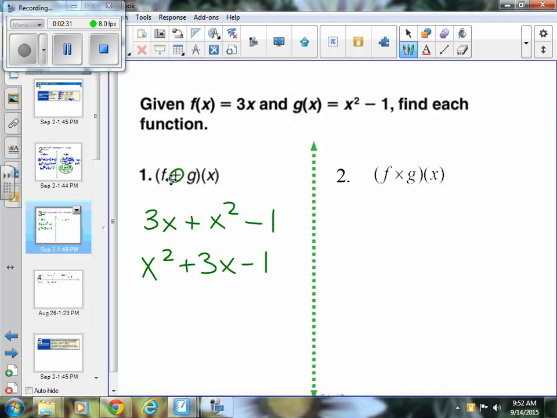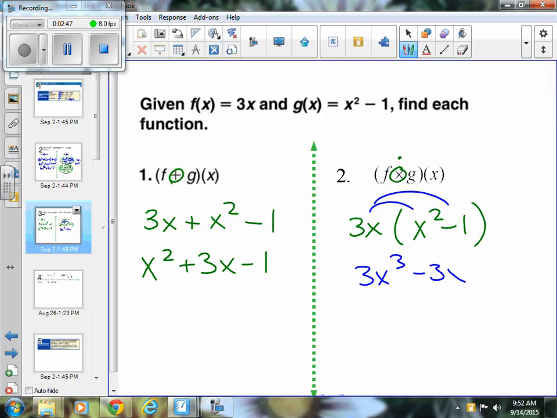So that's sum. And then the next one, multiplication. They'll show that either with a times symbol, or you might see a closed dot as well. So we're going to multiply the two together. So parentheses are important here to make sure you distribute. So we're going to multiply the 3x out. That would give us 3x cubed minus 3x. So what you made is a cubic function now.